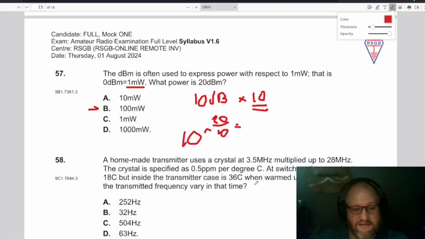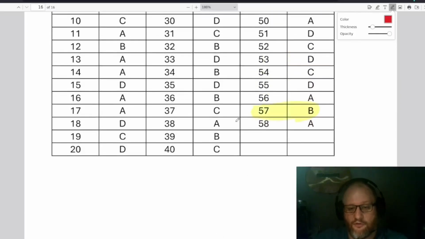Let's skip down to the answers, see if we've got that right, and we can see that for question 57, it is of course option B, or 100 milliwatts.